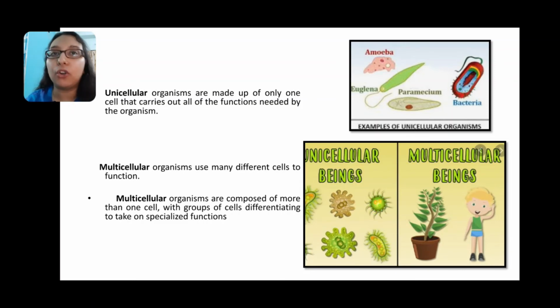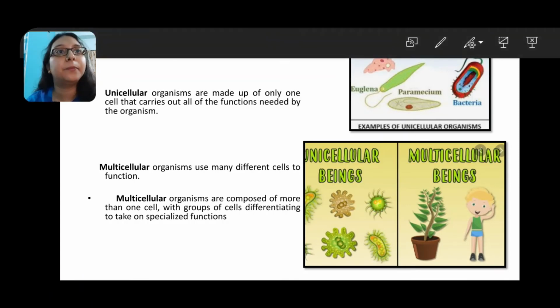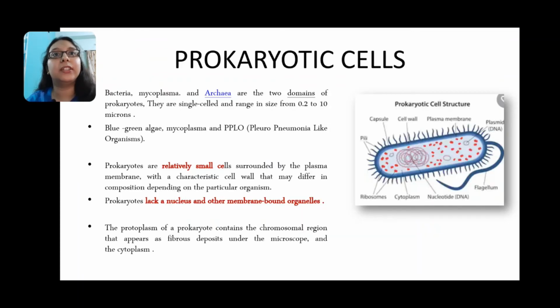So by now we already know what unicellular organisms and multicellular organisms are. Unicellular organisms consist of one cell and all the functions are carried on within that cell. For example, we have bacteria, we have Euglena. And what are multicellular organisms? For example, plants, humans, animals. These are all multicellular organisms. Moving on to the next slide.